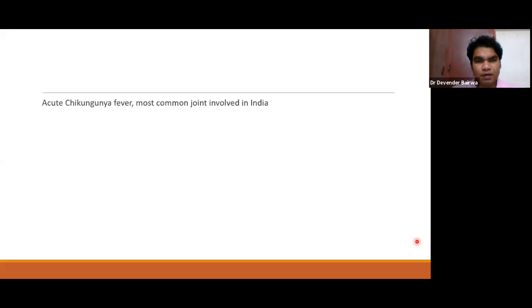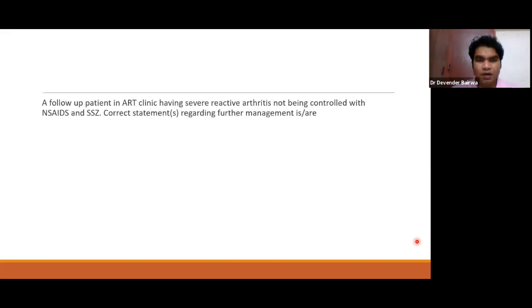Next question: in acute chikungunya fever, the most common joint involved in our Indian population is A, wrist, B, knee, C, ankle, or D, MCP. Next, a follow-up patient in the ART clinic has severe reactive arthritis, not controlled with NSAIDs and sulfasalazine.